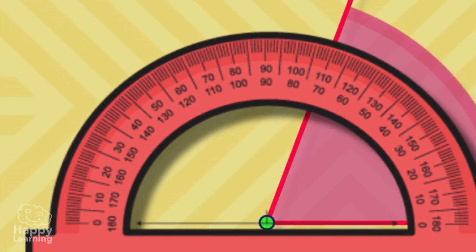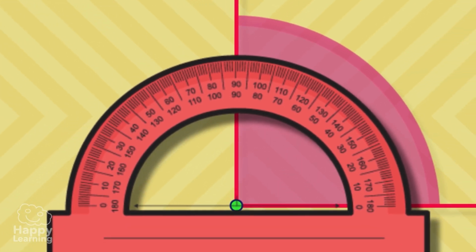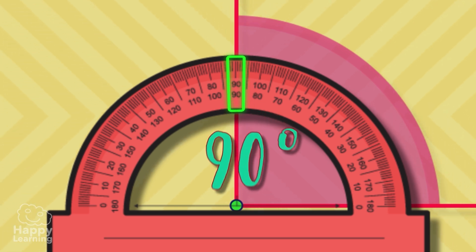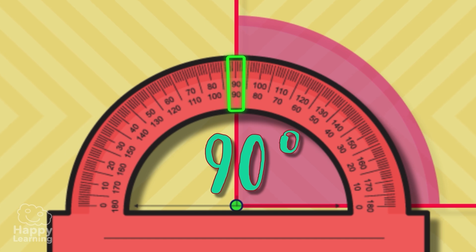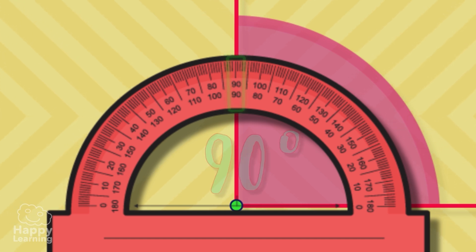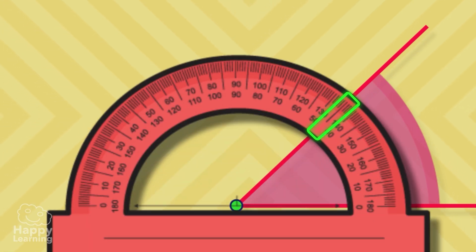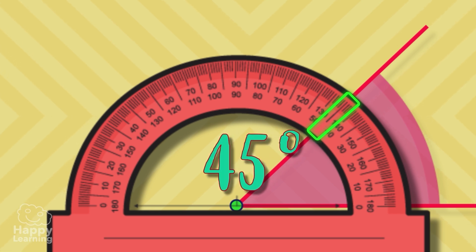Let's practice! We said that a right angle is 90 degrees. Let's see. We'll get the protractor and indeed! A right angle is 90 degrees. We haven't fooled you, huh? Now, let's measure this angle. Let's see how much it measures. 45 degrees! It's an acute angle because it is smaller than a right angle.